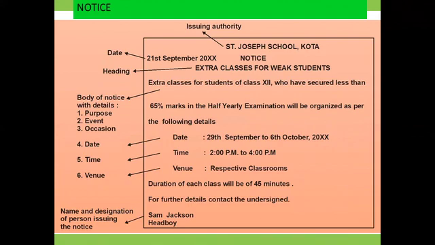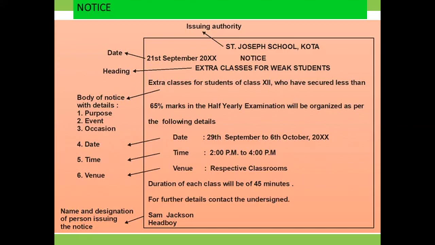So extra classes for students of class 12 who have secured less than 65% in the half yearly examination will be organized as per the following details. You can write the things in a running paragraph the way you used to do earlier. But a better way is this. You can just differentiate the date, time, and venue. So date, कब से कब, timing in AM or PM format, venue.